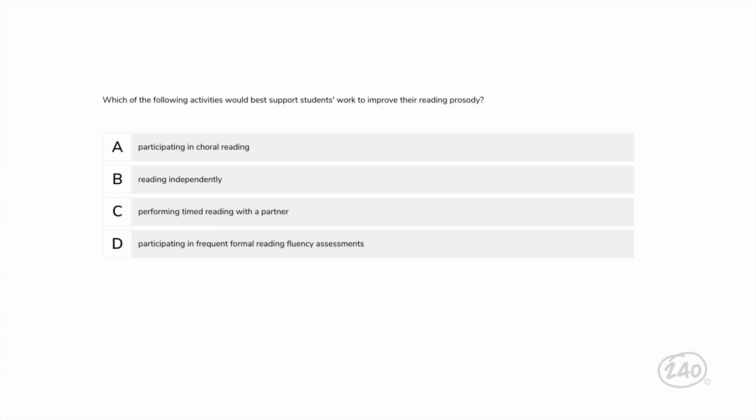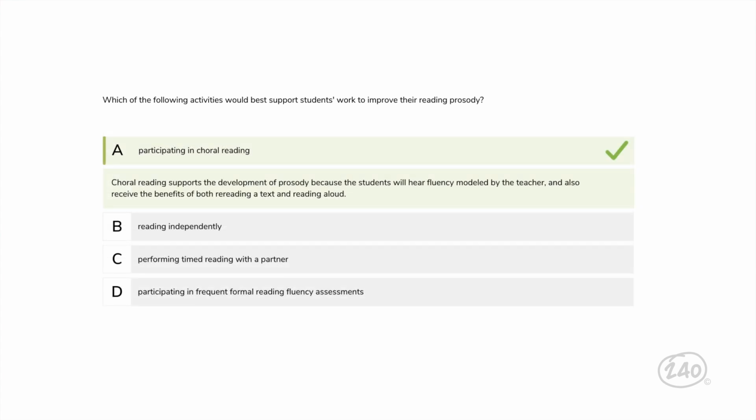Participating in choral reading, reading independently, performing time reading with a partner, participating in frequent formal reading fluency assessments. The right answer is choral reading, because the students will hear fluency modeled by the teacher and also receive the benefits of both rereading a text and reading aloud.